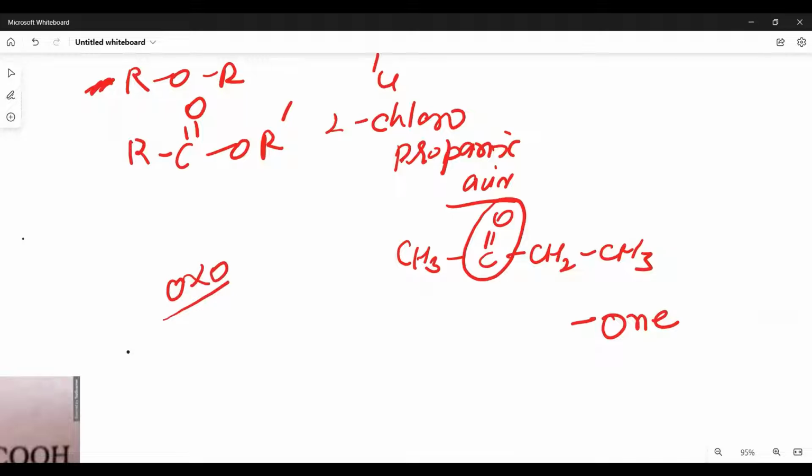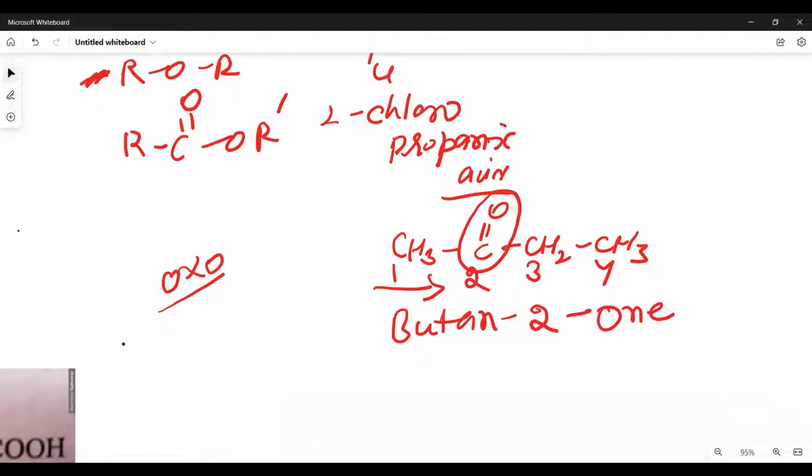Whenever we see this compound, you can do the numbering 1, 2, 3, 4. From where the C double bond O is alone, it gets the number 2 position. If you number from the other side, you will get the number 3 position. So we have to follow the rule from left to right, and the nomenclature will become butan-2-one.